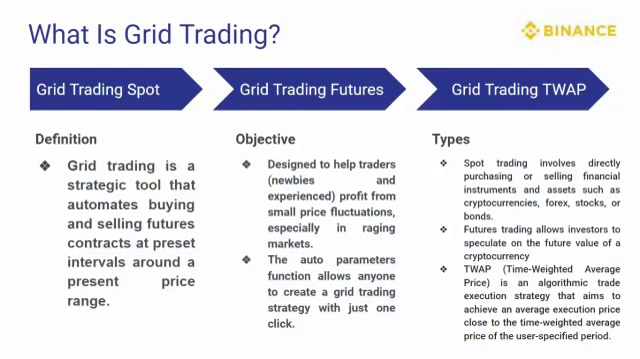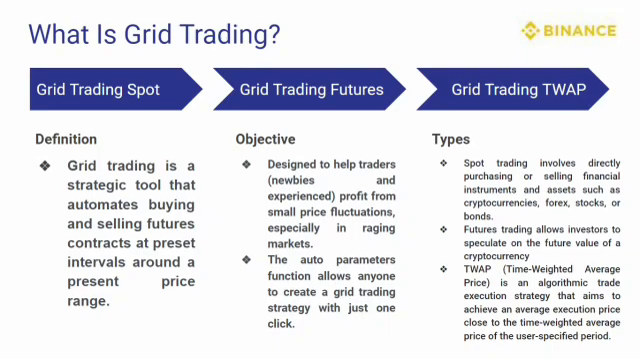What is grid trading? Grid trading is a strategic tool that automates buying and selling of futures contracts at preset intervals around a preset price range. It is designed to help traders, both newbies and experienced traders, profit from small price fluctuations, especially in a ranging market. The auto parameters function allows anyone to create a grid trading strategy with just one single click.